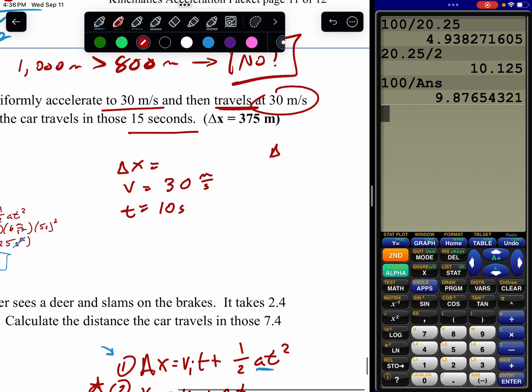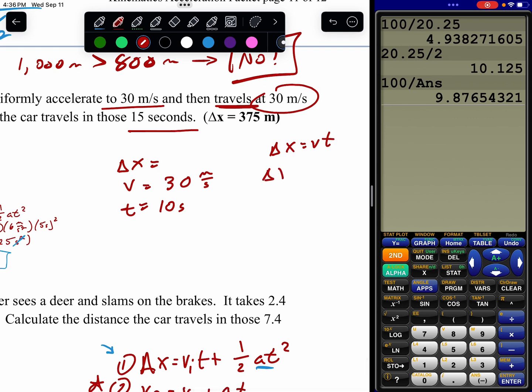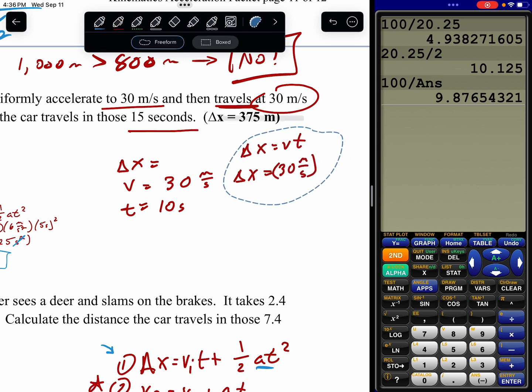And so let's just solve. Delta x equals vt, that's going to be our equation. Delta x is what we're looking for. Velocity is 30 meters per second, and the time is, let me get that over here.